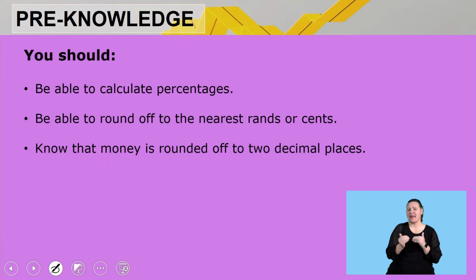By now, you should be able to calculate percentages, be able to round off to the nearest cents or rands, and know that money is rounded off to 2 decimal places. Right, now let us look at the first example, in which we will be working with percentages.